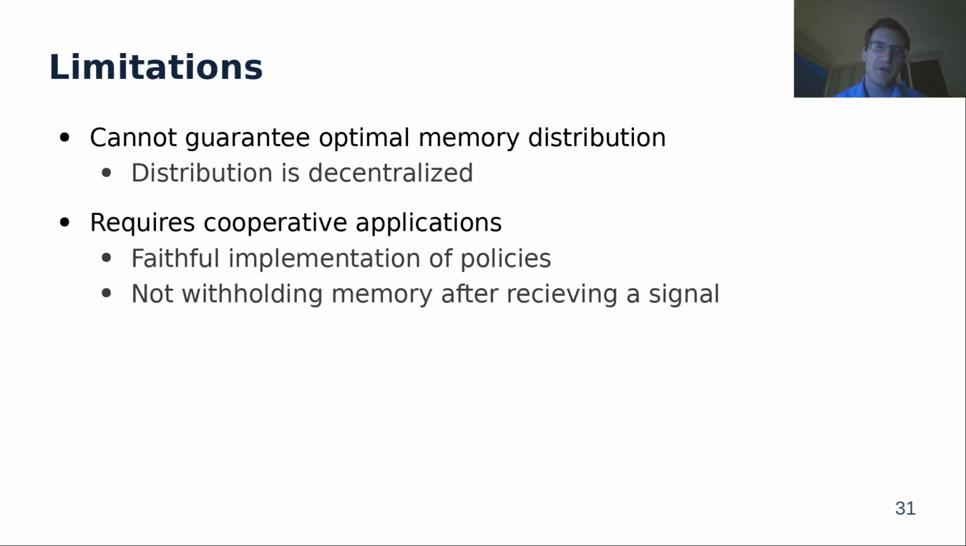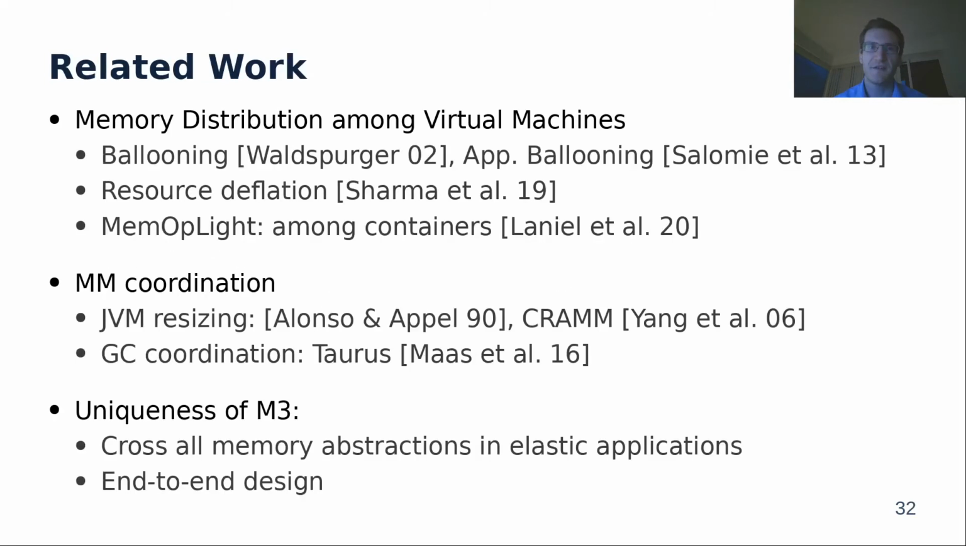Despite performing well, M3 comes with some limitations. Due to its practicality and decentralized nature, M3 cannot guarantee that its memory distribution is optimal. Additionally, it also requires developers to faithfully implement the policies we have outlined into their application. M3 cannot handle a malicious application that holds on to unused memory and starves others.